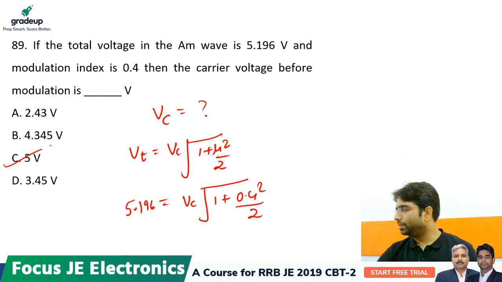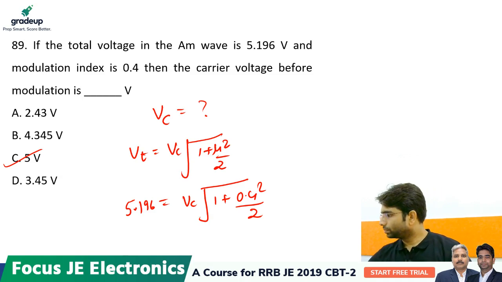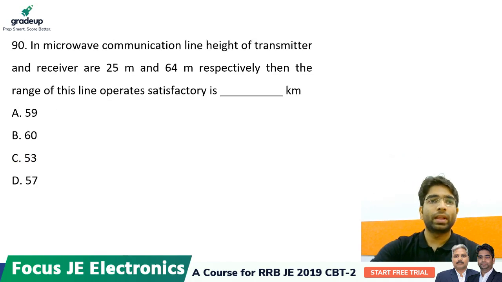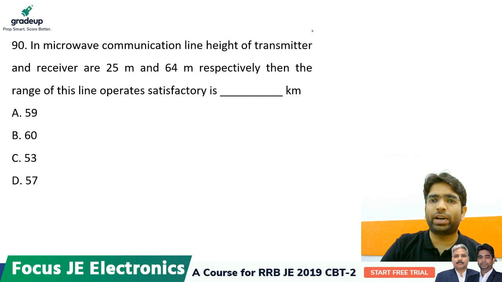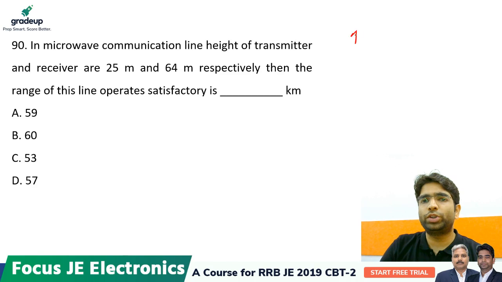Get the answer as C. Microwave communication works on line of sight, so go with option 5. In a microwave communication, the heights of the transmitter and the receiver are given to you, and you have to tell what should be the distance for reliable or satisfactory communication.